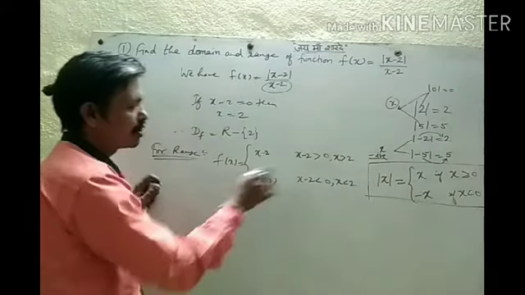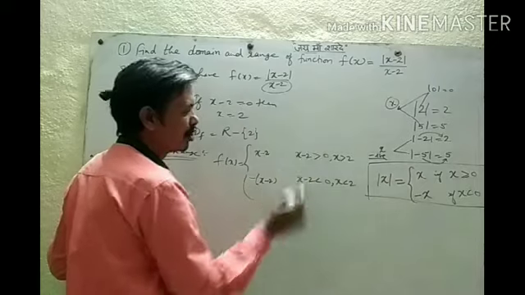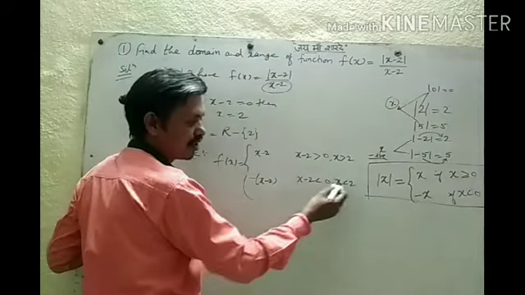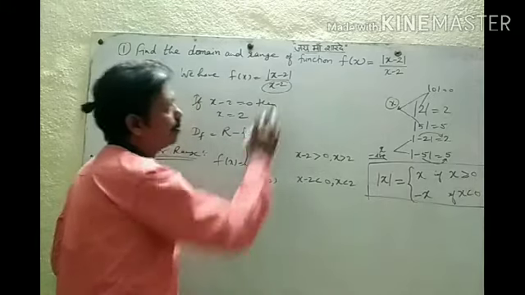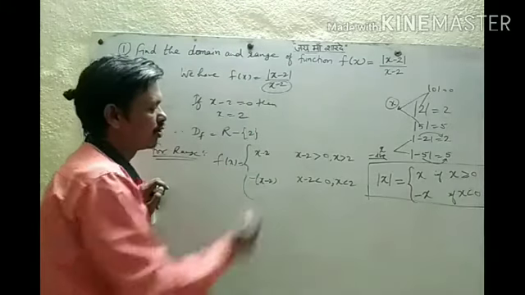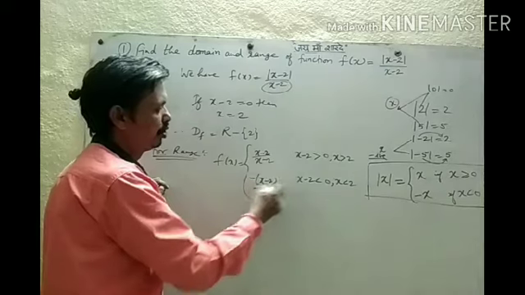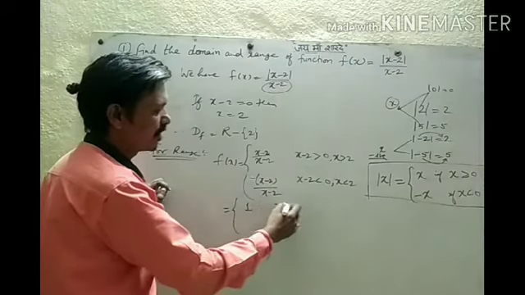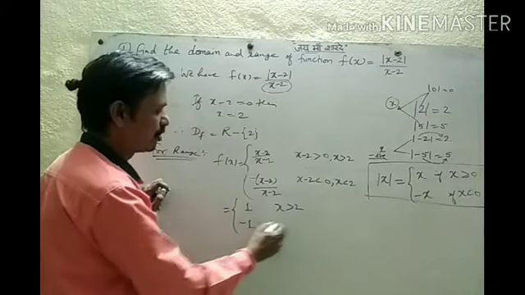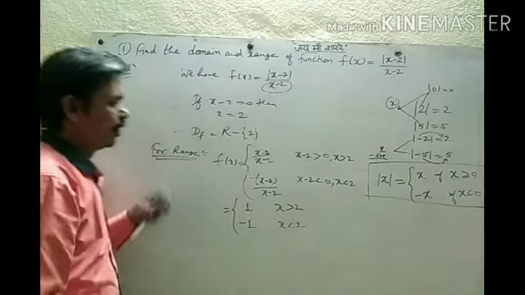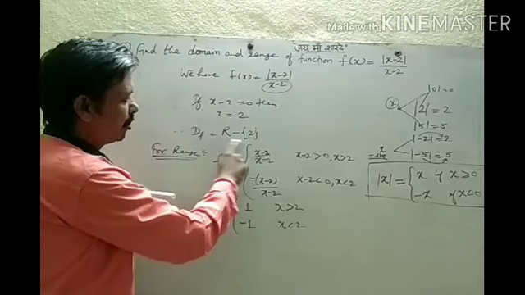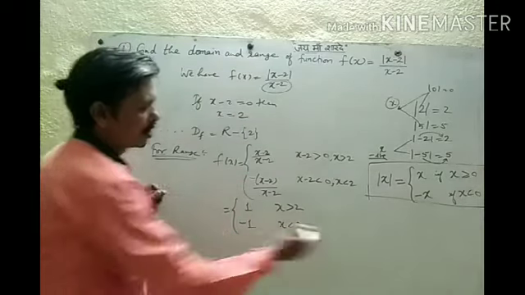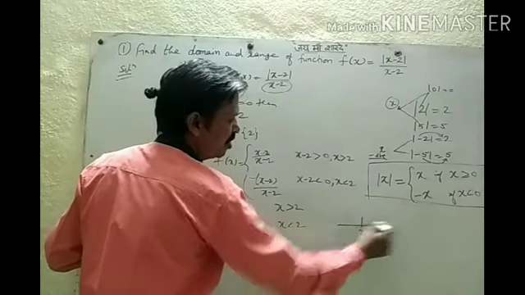So when x minus 2 is more than 0, or x is more than 2, mod of x minus 2 will be x minus 2. And when x is less than 2, or x minus 2 is less than 0, mod of x minus 2 will be minus of x minus 2. And the denominator is the same, x minus 2. So what are we getting here? 1 when x is more than 2, and minus 1 when x is less than 2. In our domain we have all the numbers less than 2 and more than 2. 2 is not included.